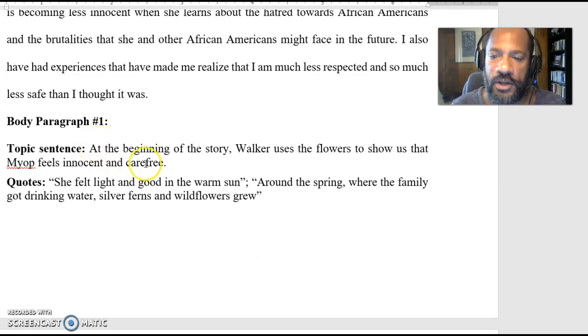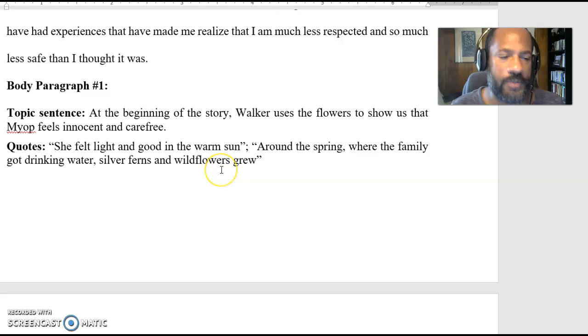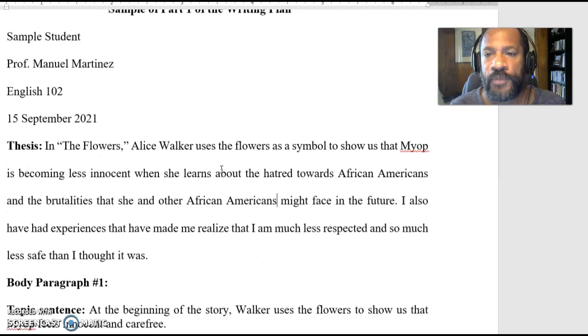You're going to have the thesis, a few topic sentences, and you're going to tell me what those quotes are. You're going to be planning that out, and then I can look at that and say, yeah, that works, or no, that doesn't work.